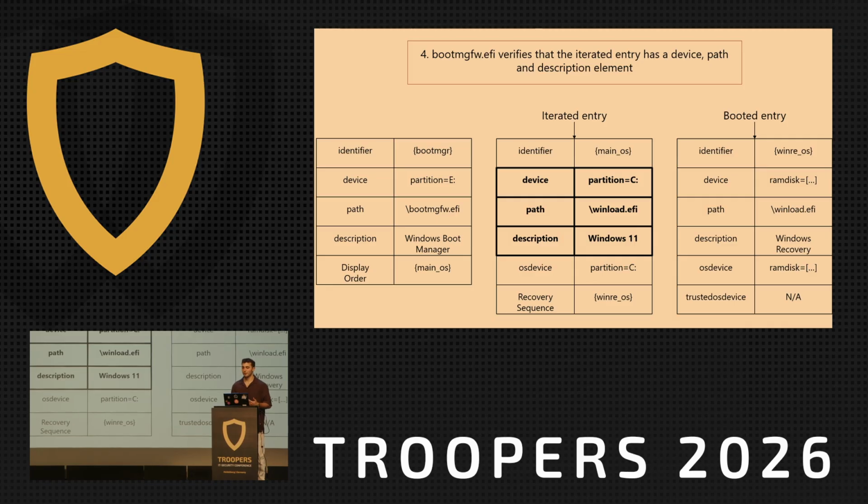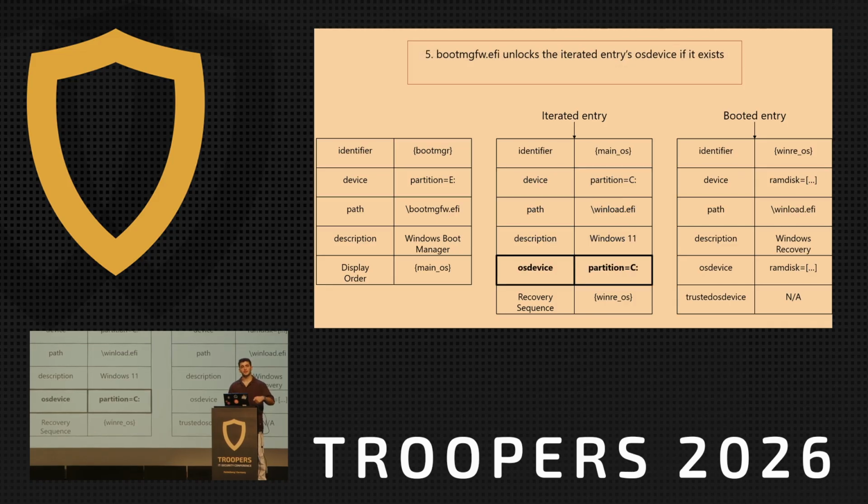Next, the boot manager verifies that the iterated entry has device path and description elements. It just does some sort of sanity checks that this object is actually valid. So it doesn't validate what contents the device path or description elements contain. It just makes sure that they exist.